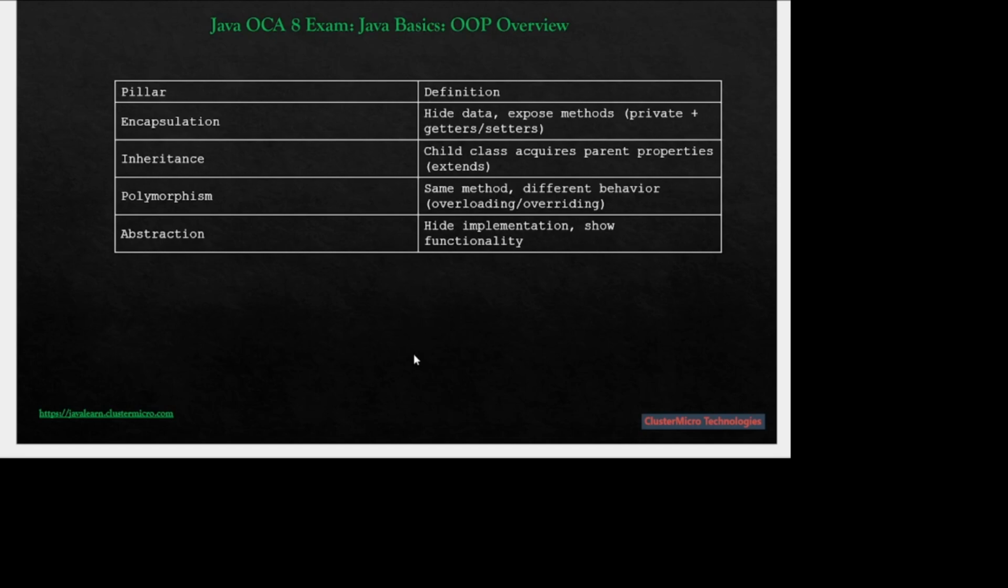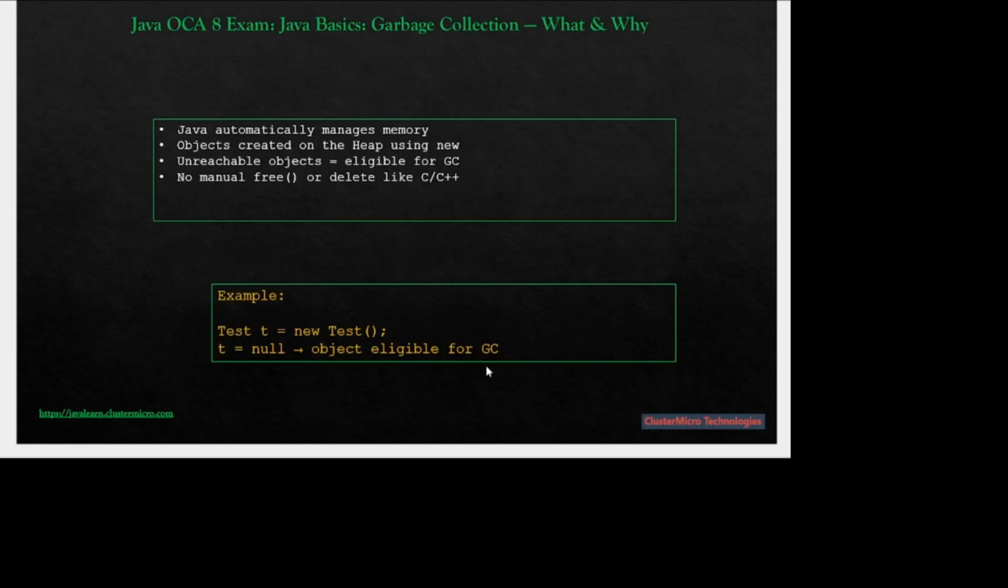Garbage collection. What and why? In languages like C and C++, when you create an object in memory, you are responsible for deleting it. If you forget, you get a memory leak. Your program slowly eats up all available memory and eventually crashes.